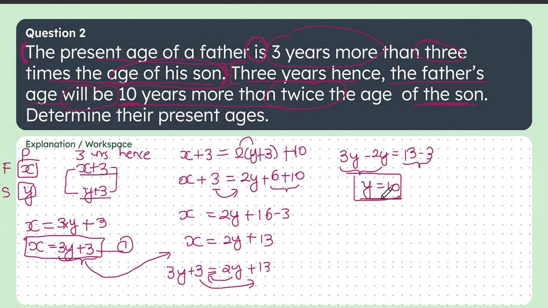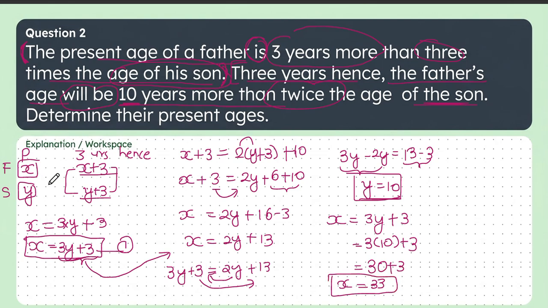Now substitute the value of y in equation number 1. So equation number 1 is x is equal to 3y plus 3. So y is 10, so 3 into 10 plus 3. So 3 into 10, 30, plus 3, which is nothing but 33. So the answer for x is 33.